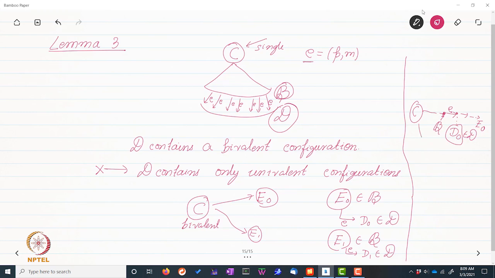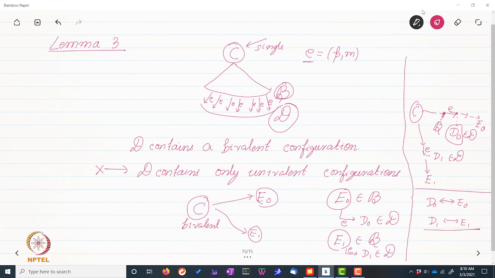Using a similar argument, we can also say that if we apply E before reaching E1, then this state over here is D1, which is an element of D. If I look at both these cases, what they essentially tell us is that either there is a path from D0 to E0, or there is a path from E0 to D0, so one of these is true. Similarly, there is a path from D1 to E1 or from E1 to D1.